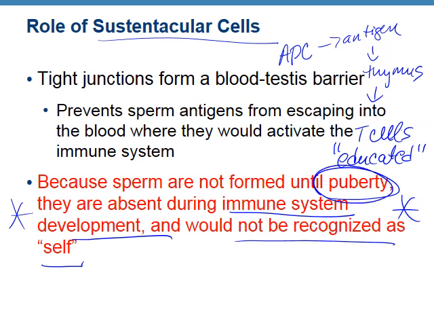Well, because sperm don't develop till puberty, if they weren't housed inside this sustenacular cell, if they weren't kept away from the immune system, your immune system would see the sperm as foreign and would try to kill them all.